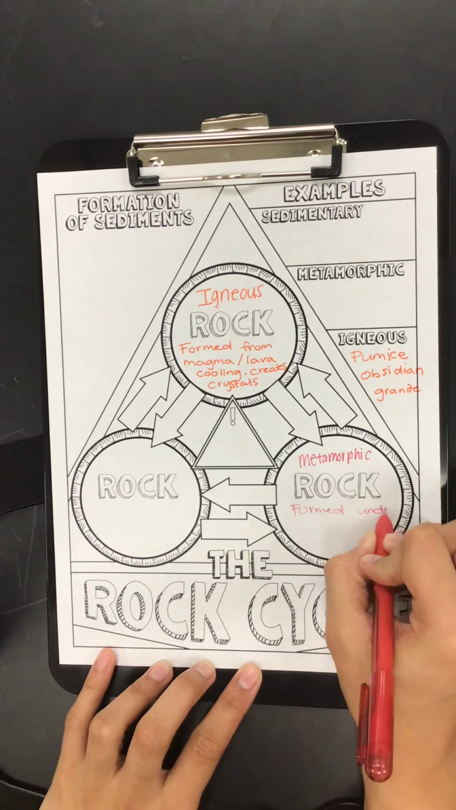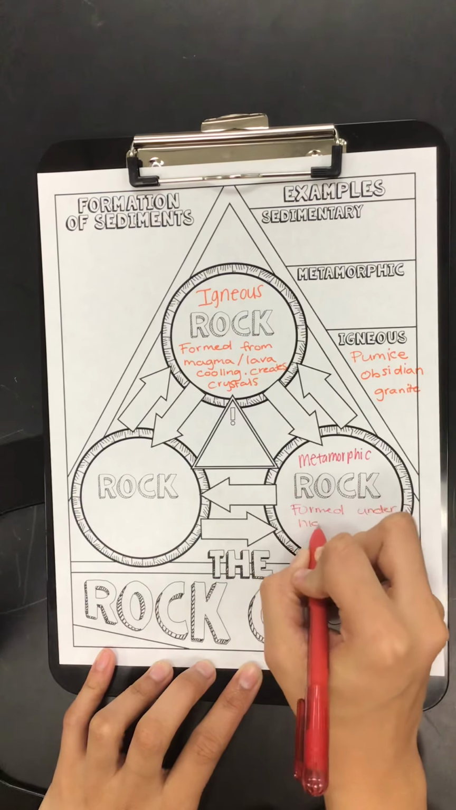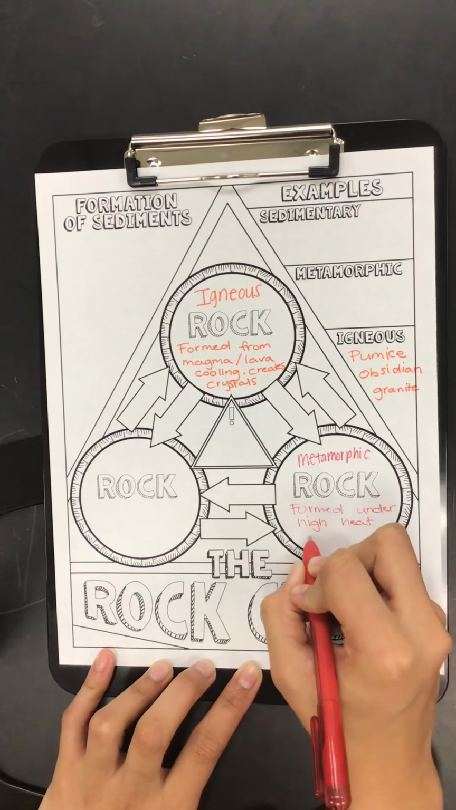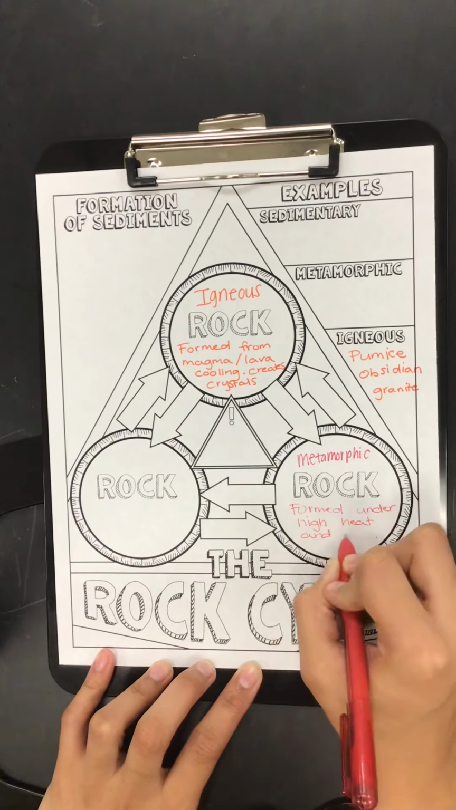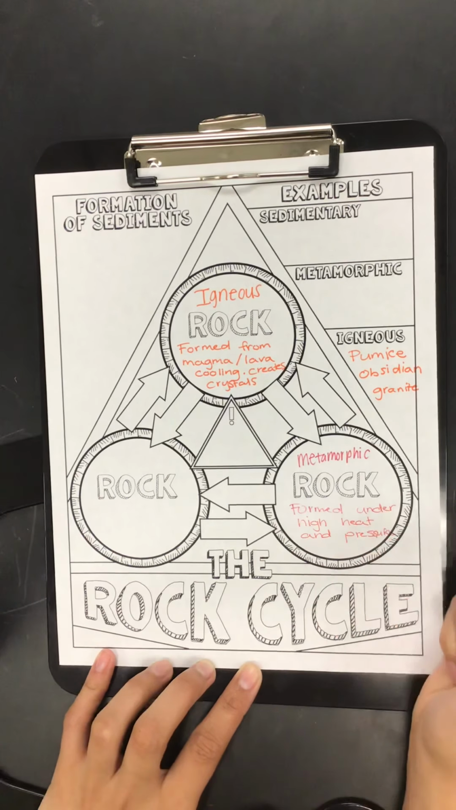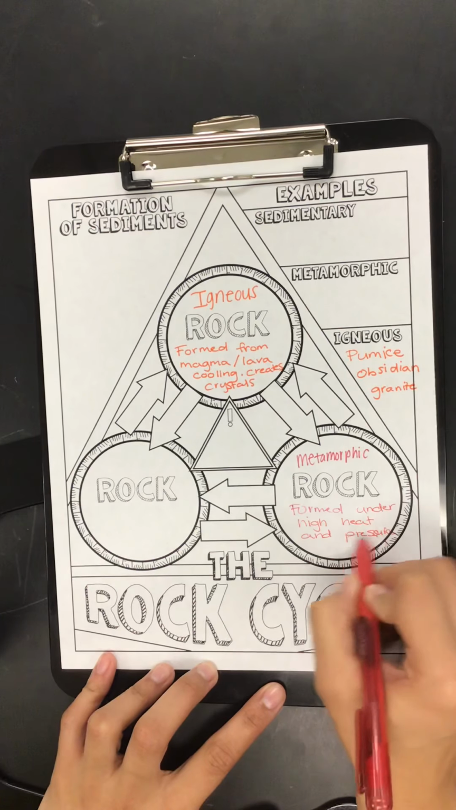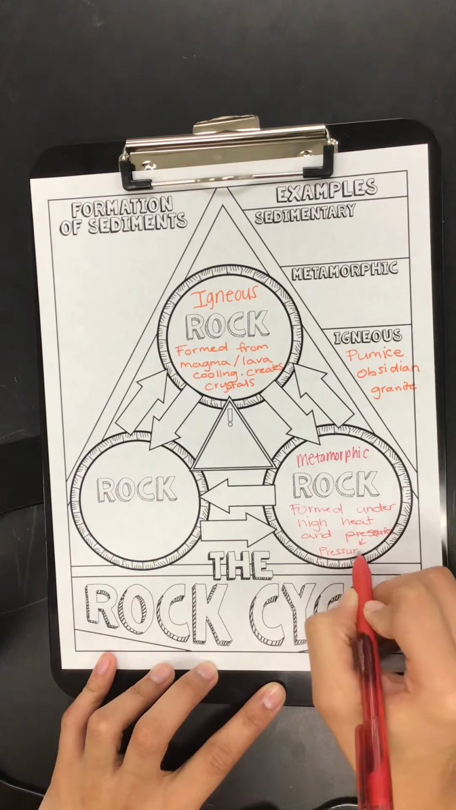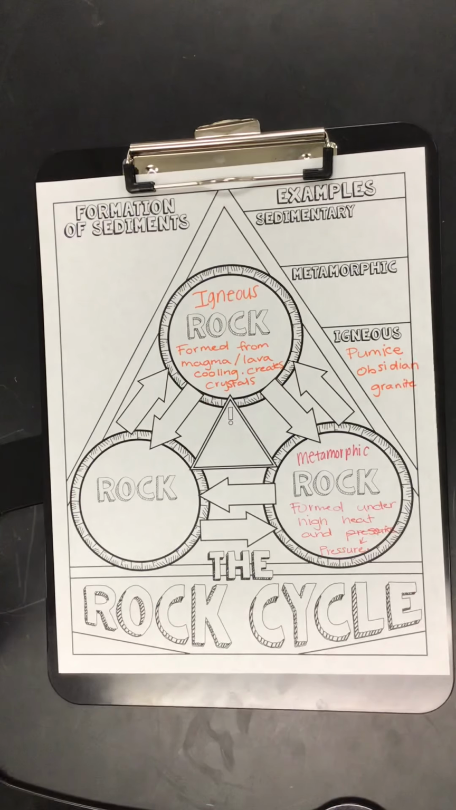Formed under high heat and pressure. Here's how you spell pressure. So metamorphic rock is formed under high heat and pressure. And that's the main thing you need to know about that rock.